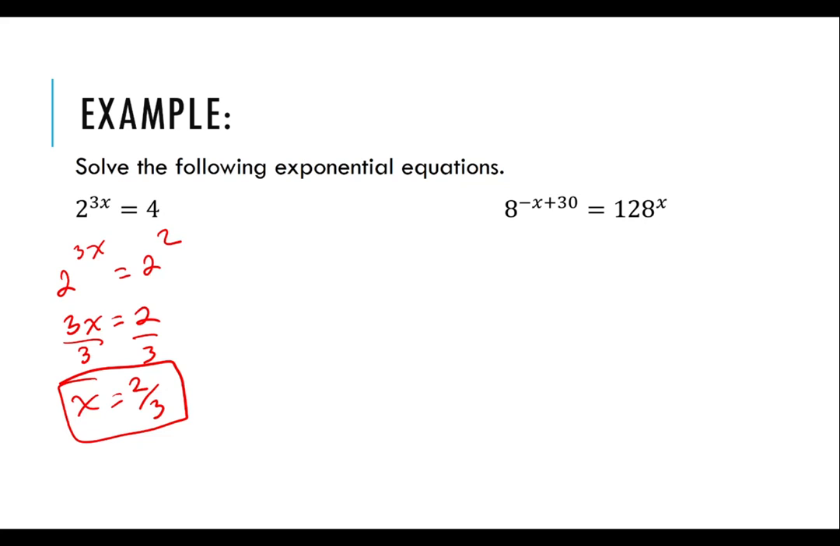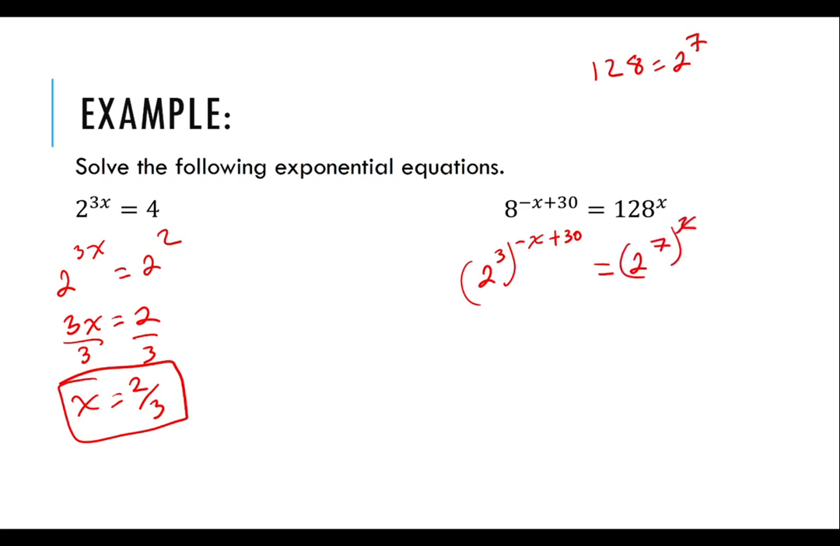Now what I'm thinking is 8 is the same thing as 2 cubed, and so that is 2 cubed raised to the negative x plus 30 power. 128 is the same thing as 2 to the 7th power, and so I can rewrite 128 as 2 to the 7th, all raised to the x power.